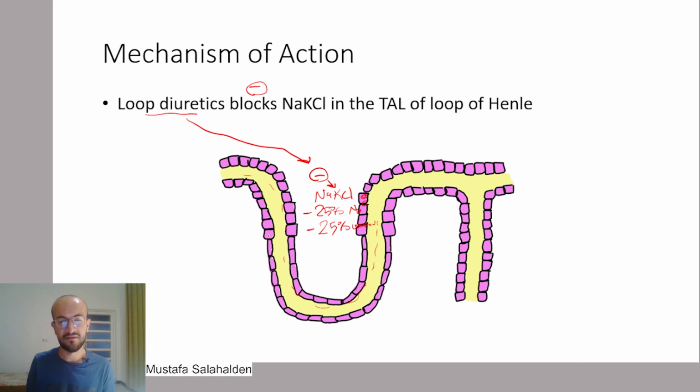And it is from here that they lead to losing water. So sodium, water, also potassium and chloride, and they also lead to losing magnesium and calcium. Magnesium and calcium would also be lost, and also hydrogen ions. This is one mechanism that they work by. They inhibit the NaKCl cotransporter in the thick ascending limb.